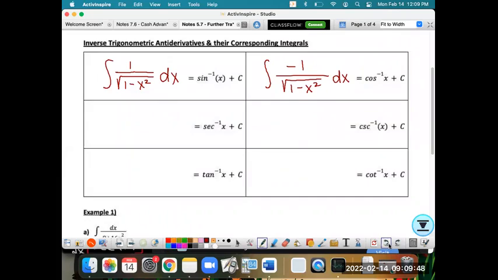Secant inverse, its derivative is 1 over the absolute value of x times the square root. And the way that I remember this is if I had to write that absolute value of x first, then I'm going to start on the inside of the square root with the x squared and then minus 1. Cosecant's derivative is going to be the same as secant inverse, except negative.